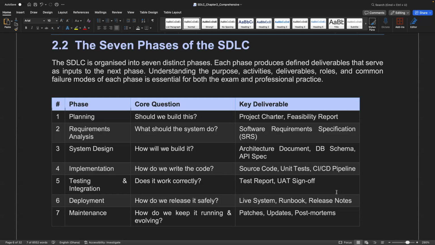Deployment, how do we deploy it? Then maintenance, how do we keep the application running, and how will it adapt to future requirements. So these are basically the 7 phases that any model which is implementing the software development lifecycle should undergo.